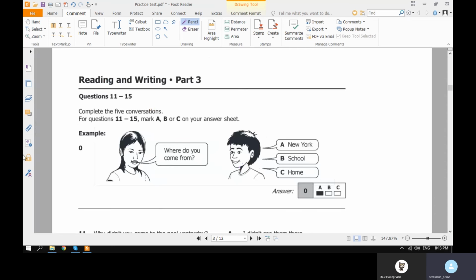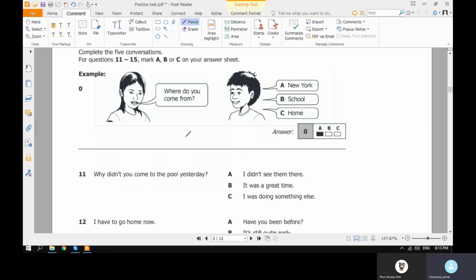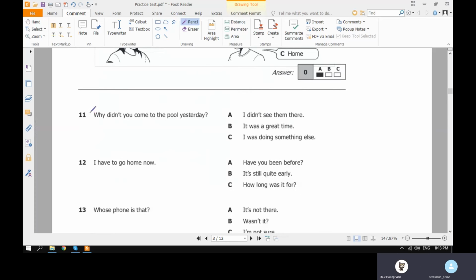So I want you to complete the 5 conversations. Okay, for example, where do you come from? Okay, A, New York, B, school, C, home. Okay, so the correct answer here is New York. And what about number 11 here? Can you read number 11? Why didn't you come to the pool yesterday? And what is your answer? C. Okay, C, I was doing something else.